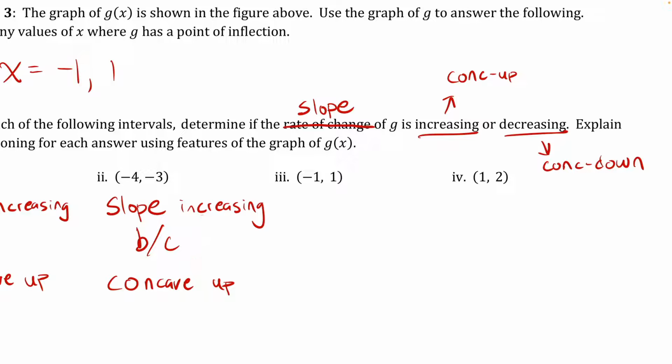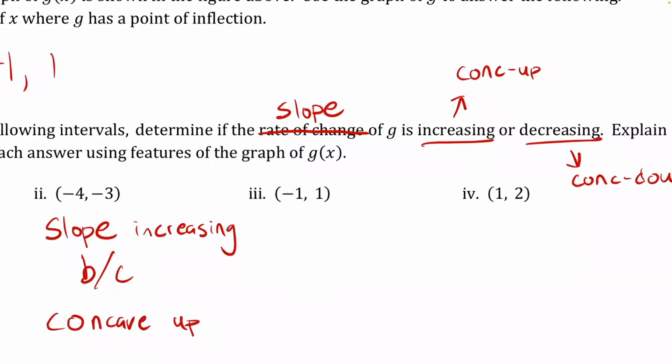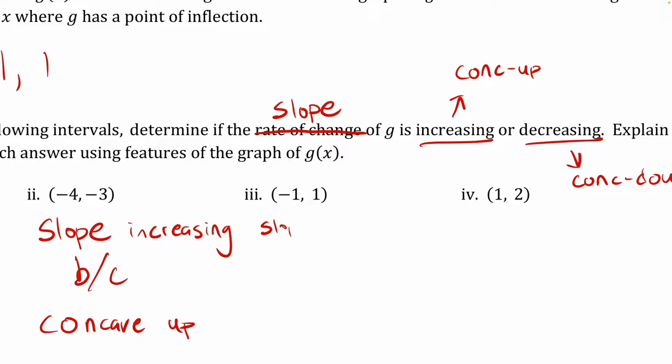All right, what about from -1 to 1? From -1 to 1, the slope is up, but it's starting to go down, so the slope is decreasing. Because concave down. Yeah, it's concave down actually.